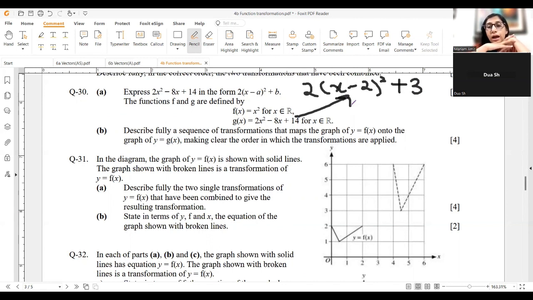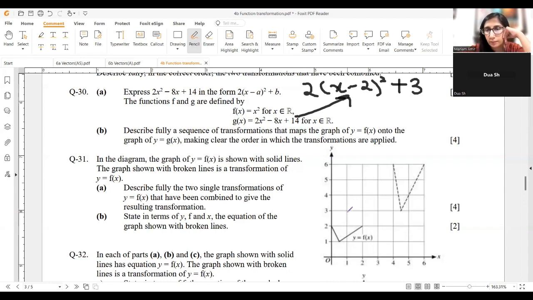Making clear the order in which the transformations take place. Okay, so now again, you have to address the bracket term. So it's moving to the right by 2. And so it's translation by 2, 0. And then it's a stretch by factor 2 in the y direction. And then it's translation by 0, 3.